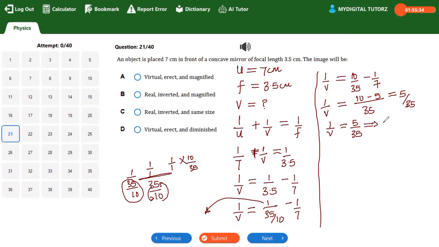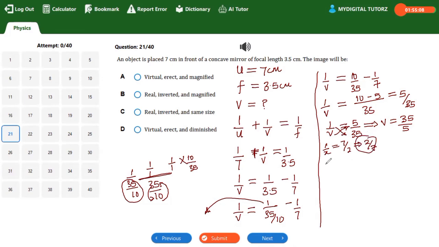This implies that v will be equal to 35 all over 5. If you don't know what I did, you can just cross multiply. You need to be fast in your examination. So you can cross multiply, divide both sides by 5, and you're going to have 35 over 5. So anytime you have 1 over x, for instance, equal to 7 over 2, x will be equal to 2 over 7. Take note of that, please.